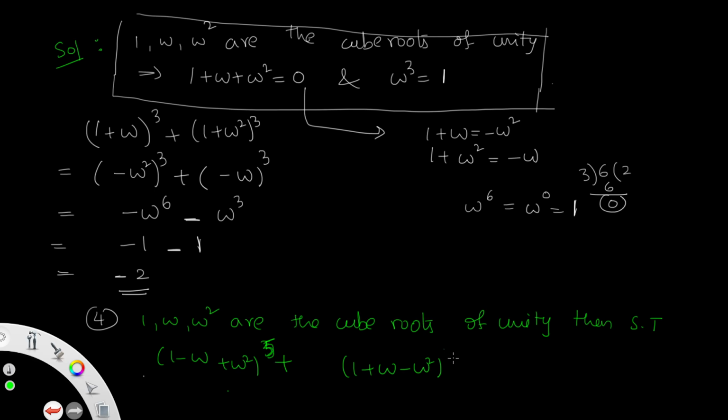This is also whole to the power of 5 equal to... the question is given that 32. So (1 − ω + ω²)^5 + (1 + ω − ω²)^5, nothing but this carries also. The answer is 32.